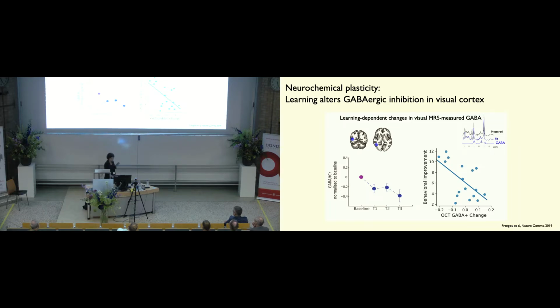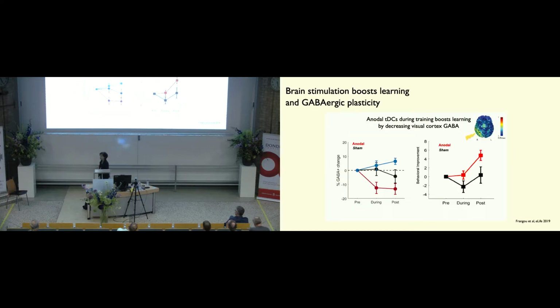Now, to go one step further and ask whether there is potentially a causal link between GABA and behavior, we worked with interventional methods. For example, in this case, we worked with tDCS. And what you see here is that tDCS decreases GABA over training, primarily during tDCS, but increases behavioral improvement with learning. So we see clearly that GABAergic inhibition plays a role in learning.